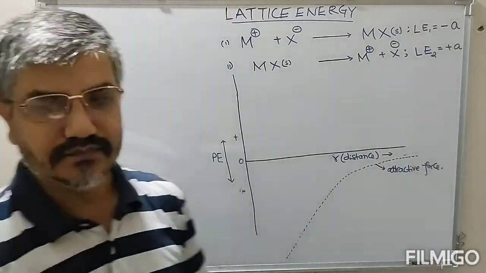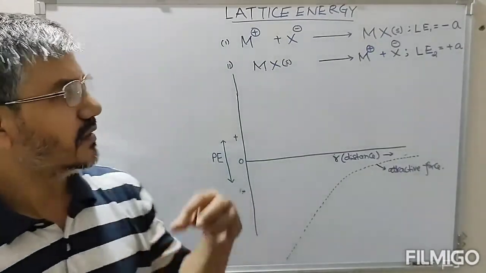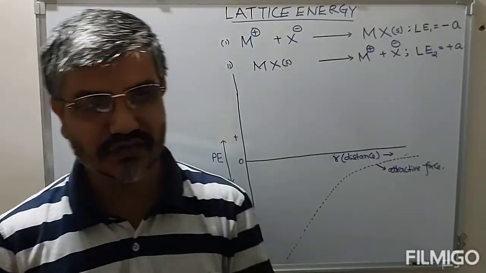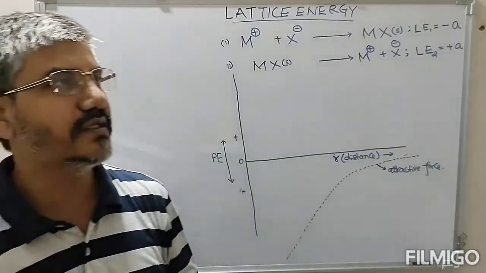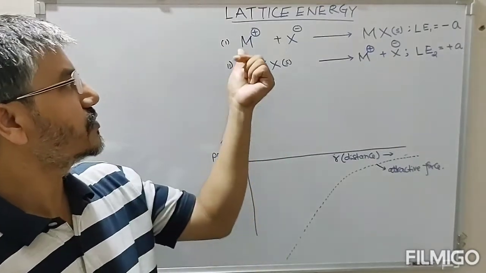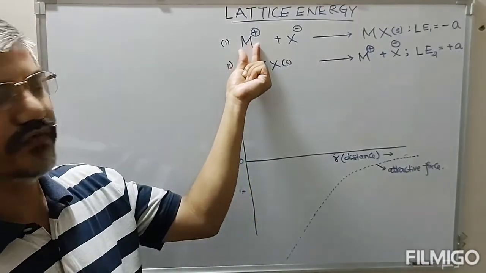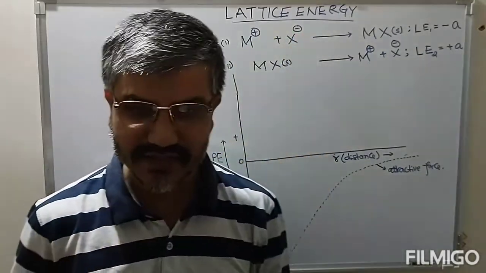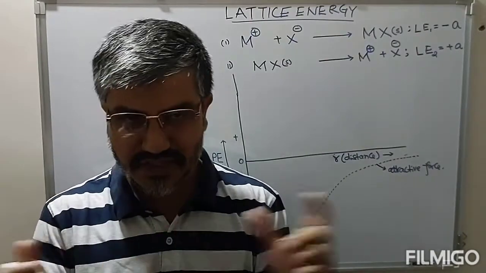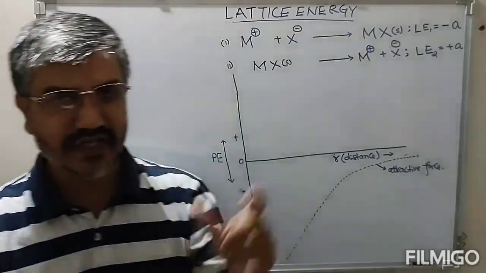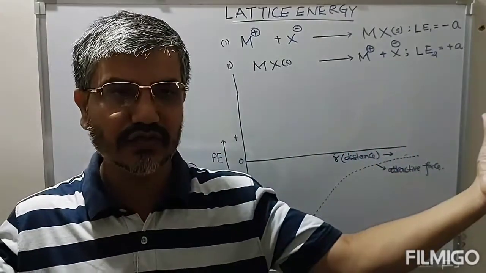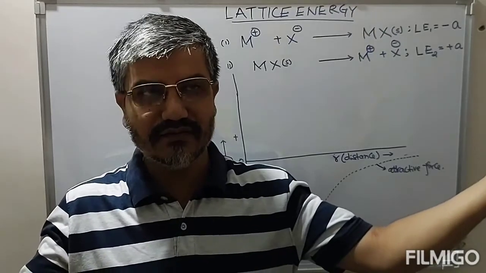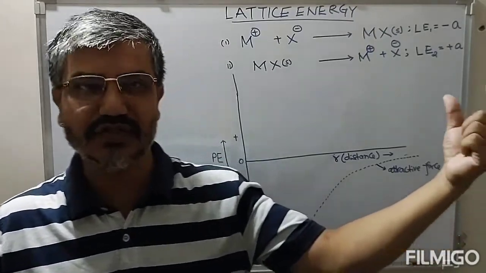Now on the other hand, these two ions also have a nucleus and electrons. Look at this. The electrons of M^+ and X^- both have the same charge, so same charges undergo repulsion. When they are at very large distance, the electrons of X^- and the electrons of M^+ will have zero force of repulsion or attraction.